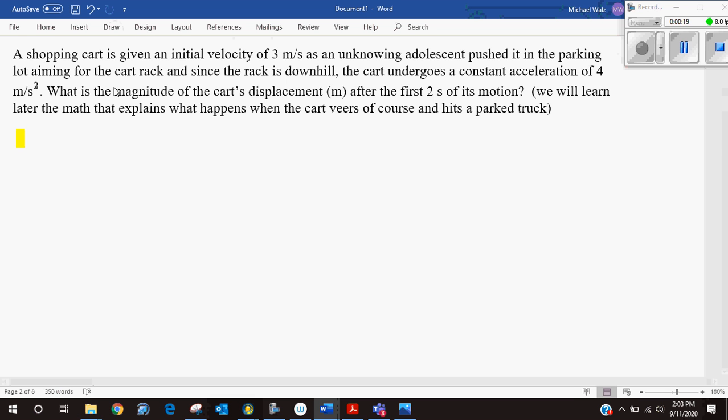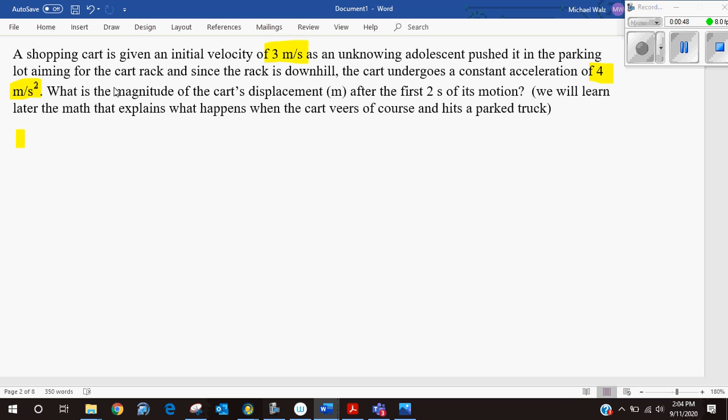A shopping cart is given an initial velocity of 3 meters per second as an unknowing adolescent pushes it in the parking lot, aiming for the cart rack. And since the rack is downhill, the cart undergoes, or underwent, I suppose I should change that, a constant acceleration of 4 meters per second squared. The question is, what's the magnitude of the cart's displacement after the first 2 seconds of its motion?